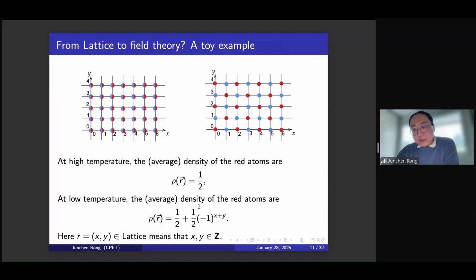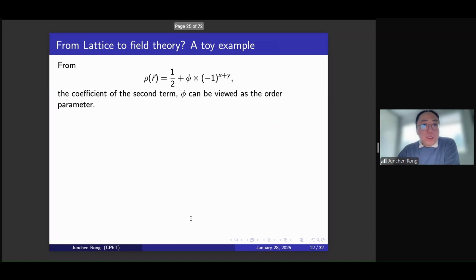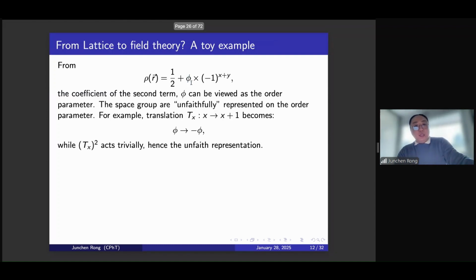So the order parameter is basically the coefficient in front of this, for this phase transition. This is a toy model, but well, you can engineer some interactions among hardcore bosons of two species and make them do this kind of thing. Then this coefficient is the order parameter.